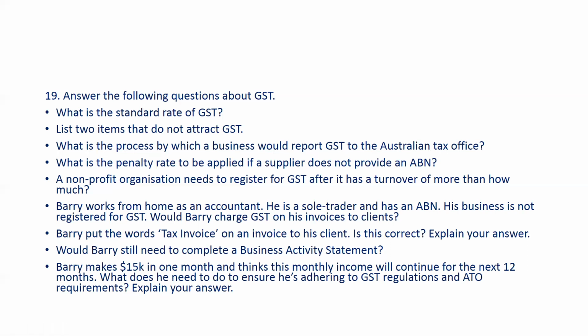What is the penalty rate to be applied if a supplier does not provide an ABN? So what is an ABN? I think everyone knows who has their own business in Australia. It's for business purposes. We know about TFN, and this is completely for business. We do have an ABN. The penalty rate is 48.5%.